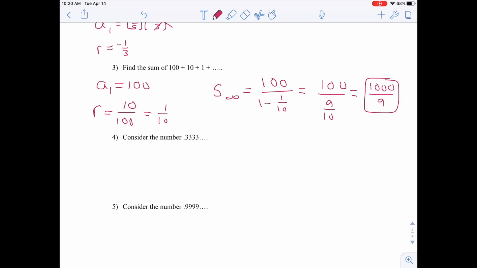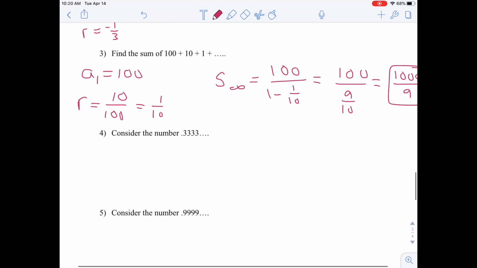100 plus 10 plus 1 is 111. And then we get to 111.1. And then all that keeps happening is we get another 0.01, then 0.001, 0.0001. And that's what we keep adding to, and we're summing to what comes out to 1,000 over 9, which is 111.11111.